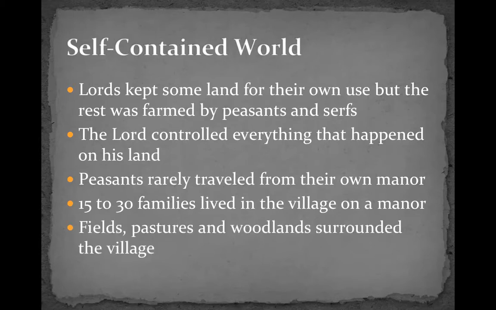Fields, pastures, woodland areas, they all surrounded the village. So there'd be a village on part of the manor. You'd have maybe an area with farmland. You'd have some forest land. You'd have some open field. You'd have all these different areas surrounding the village. And all of that was part of the lord's estate, part of his manor. And the manor was largely self-sufficient.